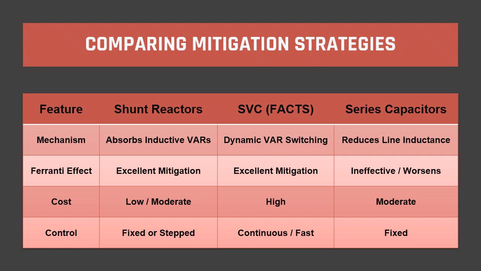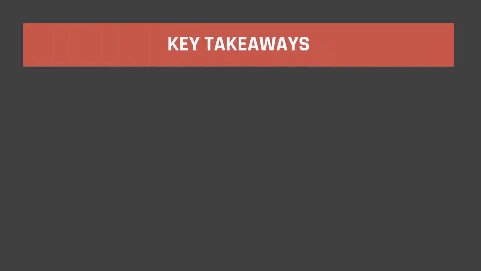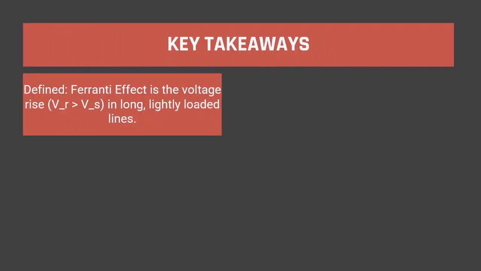Finally, we have series capacitors. While these are commonly used to reduce line inductance and boost power transfer, they are ineffective or can even worsen the Ferranti effect. Therefore, they are not a viable solution for this particular overvoltage problem. The key takeaway here is that both shunt reactors and SVCs are our best allies against the Ferranti phenomenon.